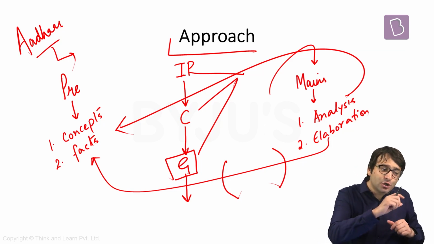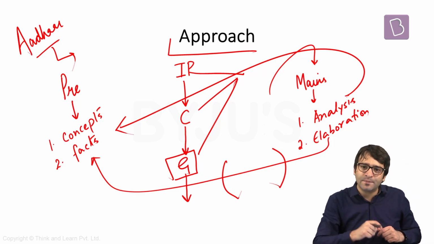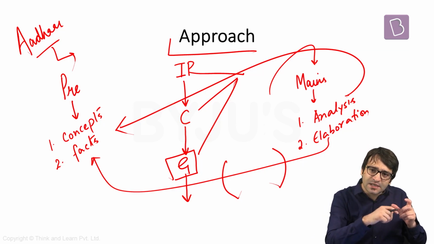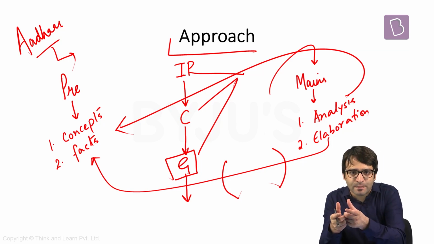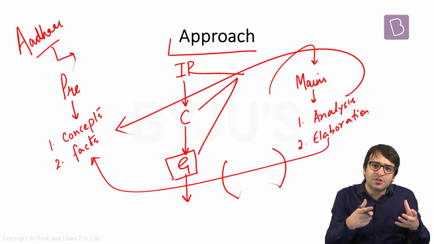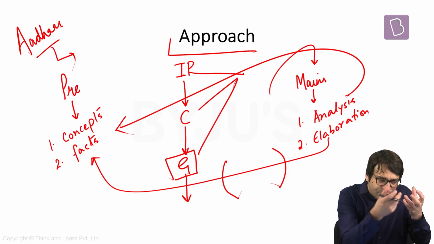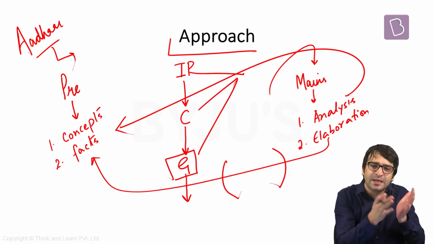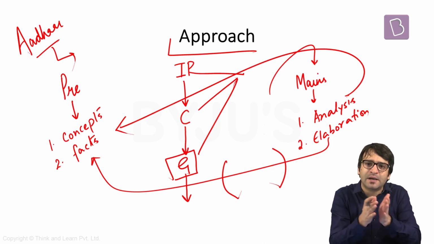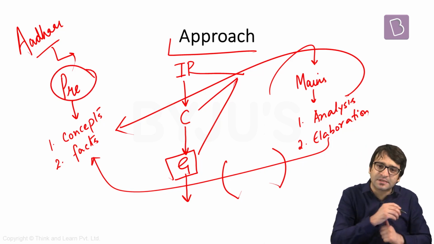Aadhaar is a unique 12-digit identification number. Number two, Aadhaar is a proof of your identity, but Aadhaar is not a proof of your citizenship. Because even foreigners are eligible to acquire Aadhaar. Even foreigners are eligible to enroll for Aadhaar. So your conceptual understanding and your factual knowledge will be tested by the UPSC so far as your prelims is concerned.